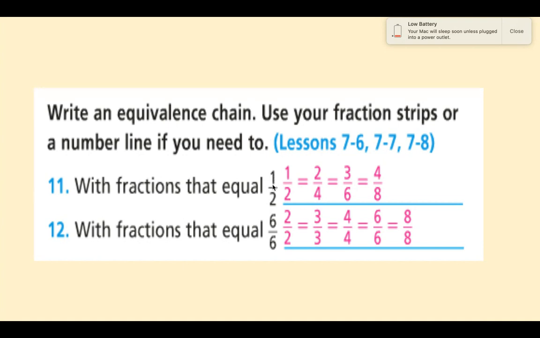Equivalence chains, if you look at a half, the top number is going up by 1, 2, 3, 4. The next number would be 5. The next number would be 6. The bottom's going up by 2: 2, 4, 6, 8, 10, then 12, then 14, and so on.